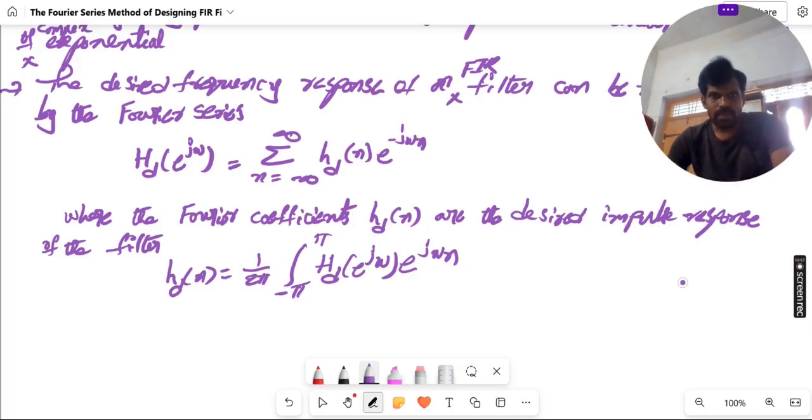Inverse Fourier transform. If we consider this one as a Fourier transform, as we have started, it is a Fourier series. So it is a Fourier series expression for the frequency response. It is the inverse Fourier series. So to apply the inverse Fourier series to the frequency response of an FIR filter, we will get a desired impulse response. Consider this one is equation number 1 and this one is equation number 2.